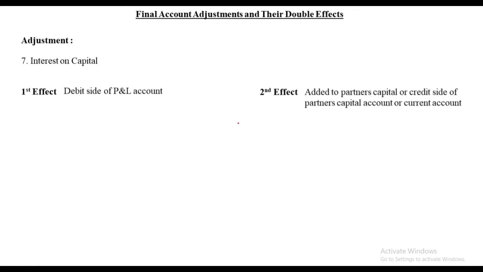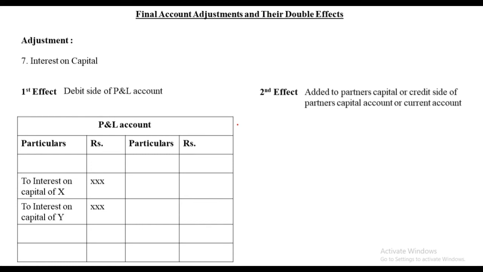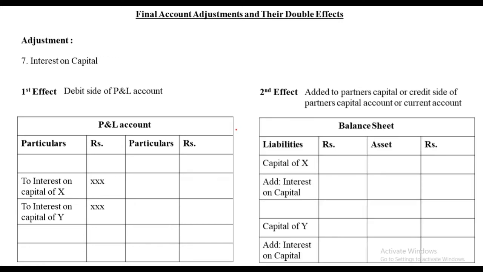So in a P&L account, on the debit side, it will be written as to interest on capital of Mr. X, Mr. Y. Okay, and the second effect will be when you note down your capital, it will get added to that. So it will be capital of X plus interest on capital. Again, similarly, capital of Y plus interest on the capital of Mr. Y. This is adjustment number 7.